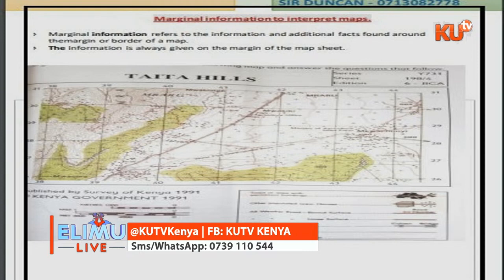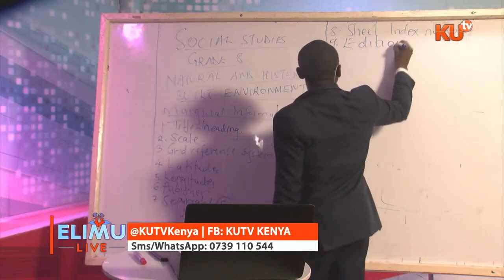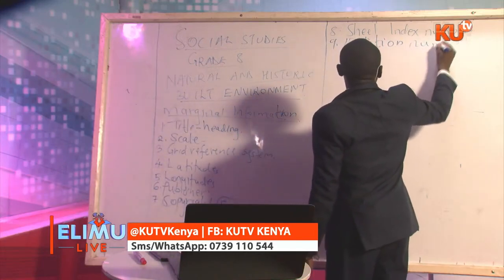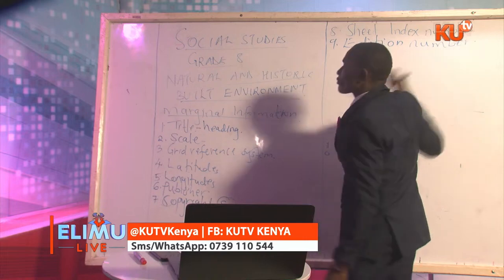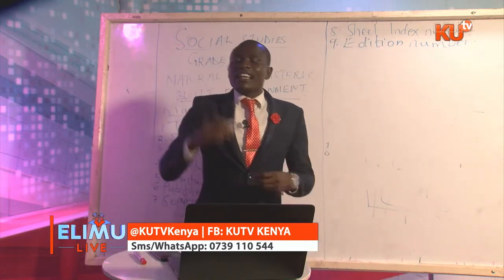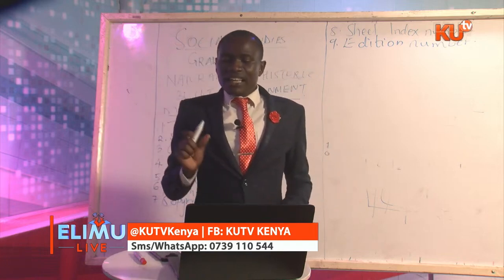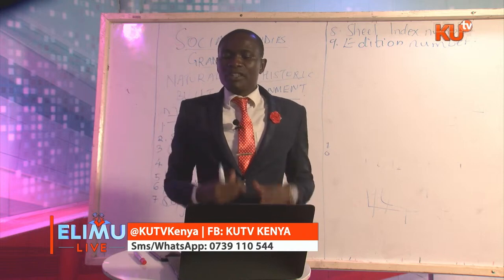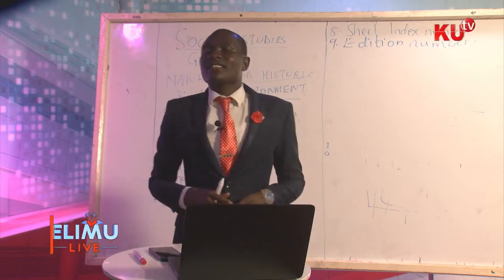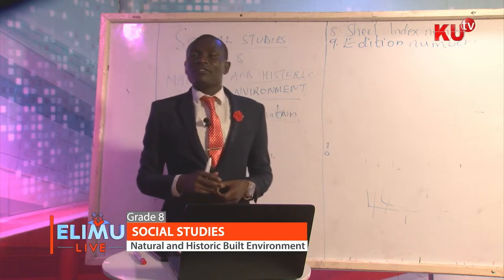And then lastly, we have what we call edition number. What is edition number? Edition number shows the year in which the map was published. The year the map was published. In this case, look at the map of Taita Hills that we have.